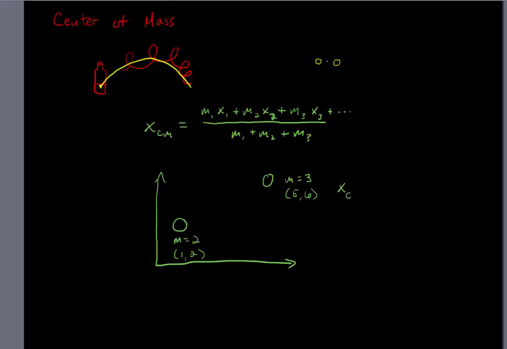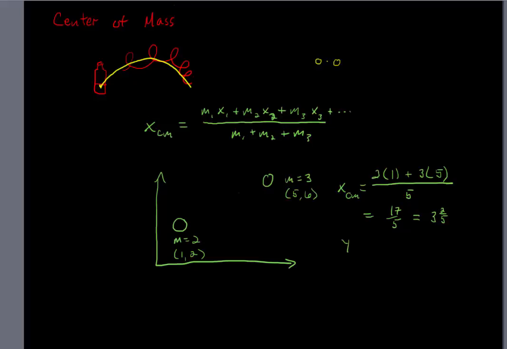So my x center of mass would be mass 1, so 2 times its x position, so times 1, plus mass 2, so 3 times its x position, 5, and then we divide that by the sum of the masses. So that would be 3 plus 2 is 5, and then we get, that's 2, that's 15, so we get 17 over 5. Which would be what, 3 2/5.